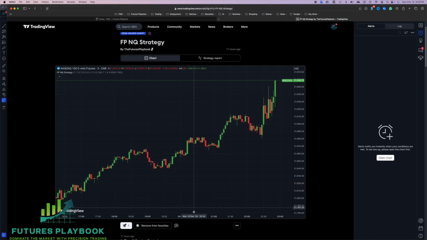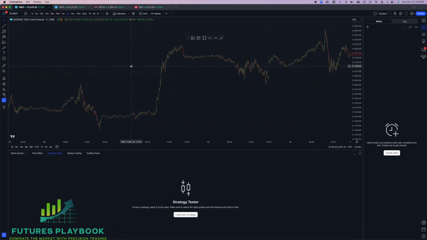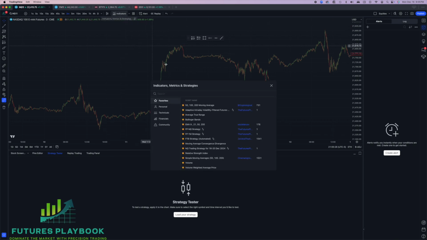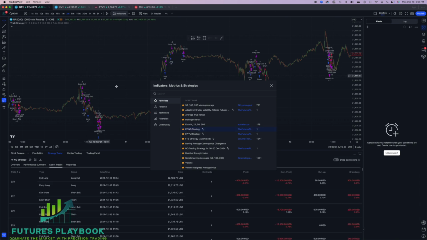And then, so here it is. You make it a favorite, add to favorites. Go to your TradingView, make sure it's refreshed, right? Control R. And you go under indicators, under your favorites. It's right there, right? FP for Futures Playbook NQ strategy. So let's use that. Let's put it on the chart.